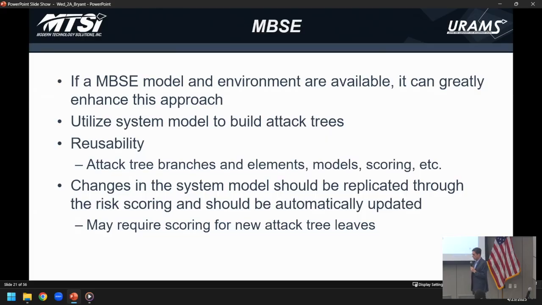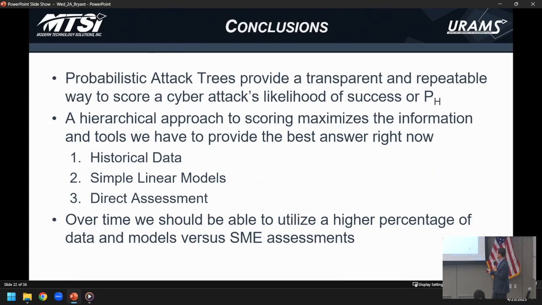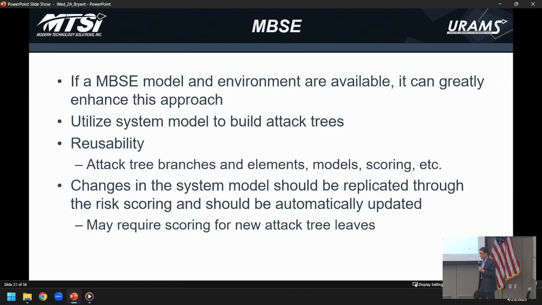Okay, so MBSE. Trying to remember what version this was. I was told to keep this super short before they told me to not keep it so short. Unfortunately, I didn't put in any of the slides that showed where we're actually doing this.